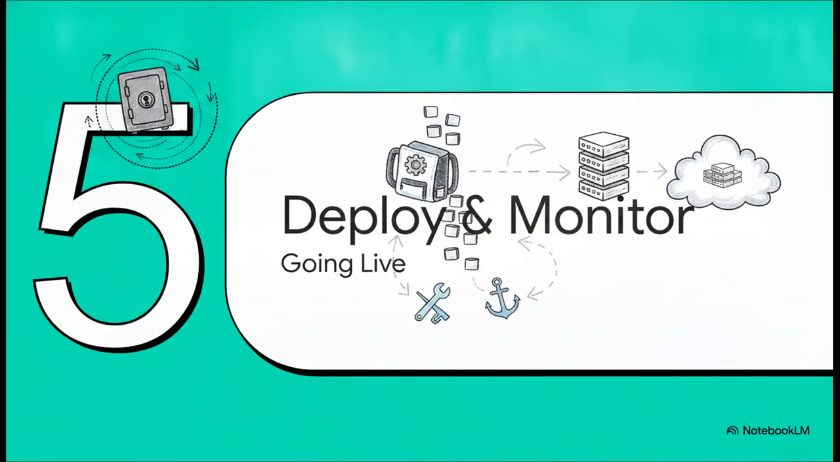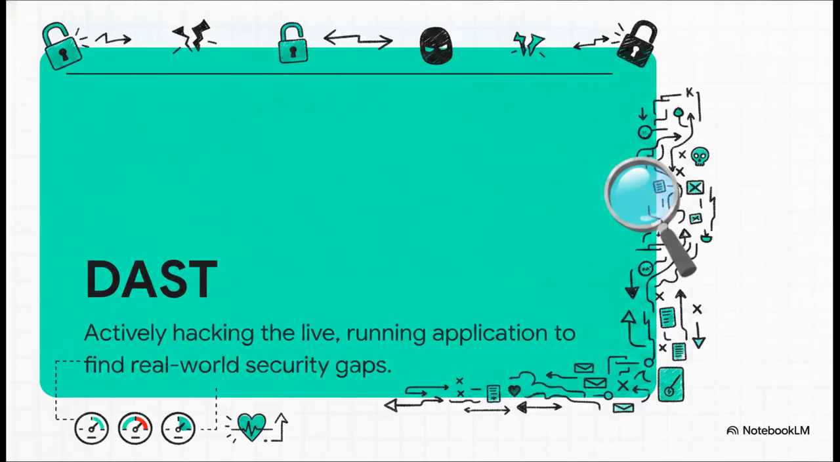Now for Section 5, Deployment and Continuous Monitoring, going live. With our secure, fully packaged artifact backpack ready to go, tools like Ansible or Docker take it and finally unpack it onto the live production servers. But just when you thought the testing was over, it continues. Once the application is live and running, we perform DAST, Dynamic Application Security Testing.